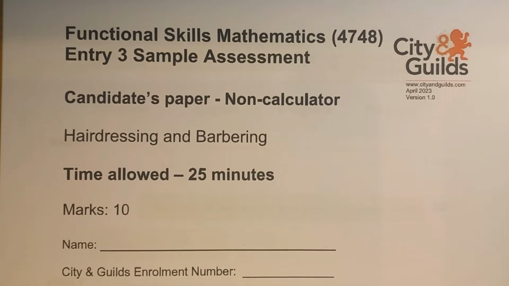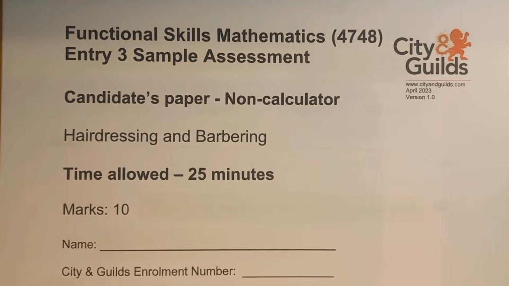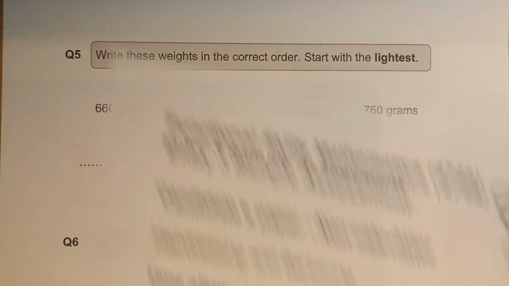Hi, today we're looking at Functional Skills Maths Entry Level 3. We've got the City and Guilds exam board and we're looking at the hairdressing and barbering paper. And we're going to start with the non-calculator section.